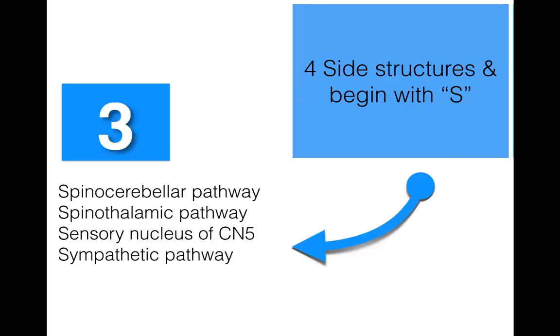Rule number 3, there are 4 important structures that are passing through the brainstem. They all begin with the letter S, located at the side. This would include the spinocerebellar pathway, the spinothalamic pathway, the sensory nucleus of trigeminal nerve, and the sympathetic pathway.